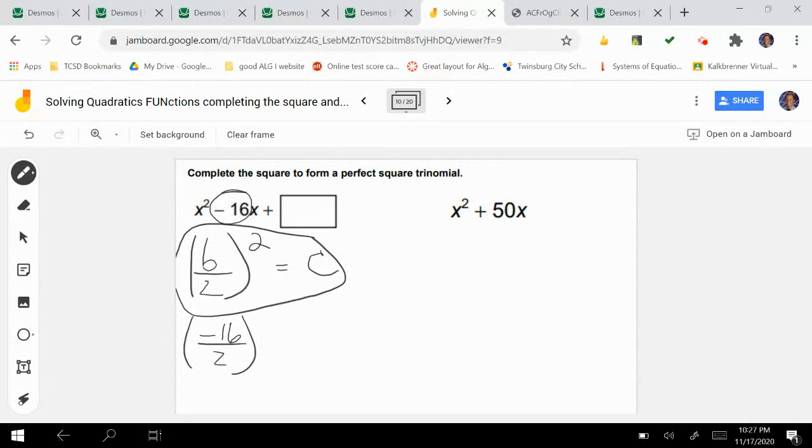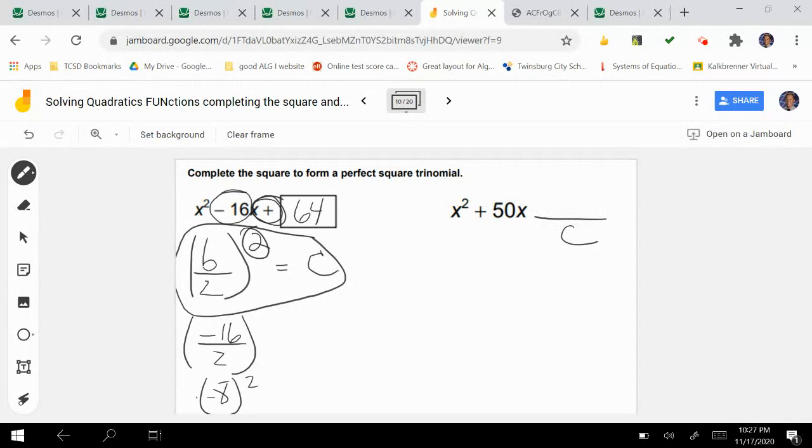What's negative 16 cut in half? It's negative 8. What do I have to do now? Square it. What's negative 8 squared? Negative 8 times negative 8 is positive 64, because the only way to get this to be positive is a negative times a negative, or a positive times a positive. Any questions?